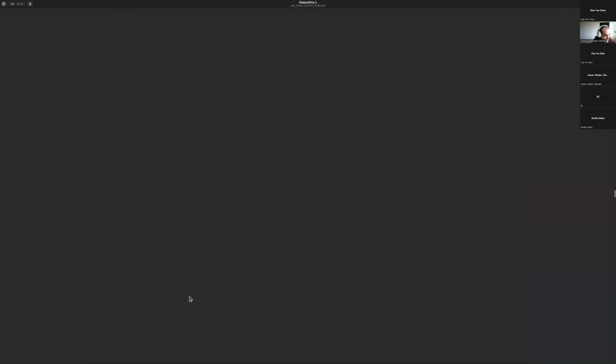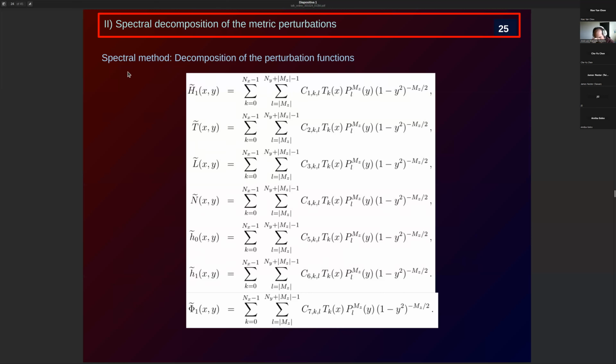Now the idea is how to solve this, because these are complicated PDEs, especially in Gauss-Bonnet-dilaton, with complicated boundary conditions. So here's where we introduce a spectral method. You decompose the perturbation functions in terms of some special polynomials. You can choose which ones to use. For the radial dependence, we decompose the perturbations in Chebyshev polynomials, and for the angular dependence, we use spherical harmonics, essentially the Legendre polynomials in this case.